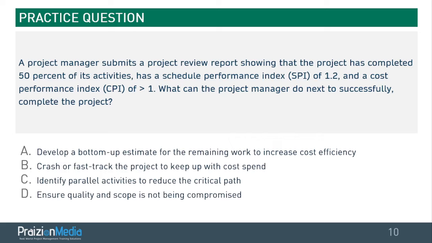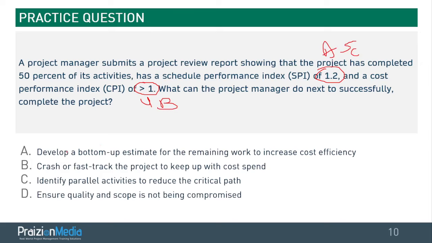All right. 3, 2, and 1. Taking a look at this, you can see the SPI, Schedule Performance Index, is greater than 1, which looks good, right? So you are ahead of schedule. Cost Performance Index is greater than 1. Oh, you are under budget. So you're under budget and you are ahead of schedule.